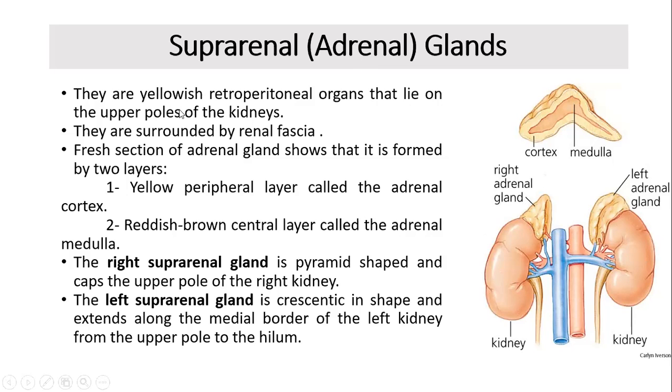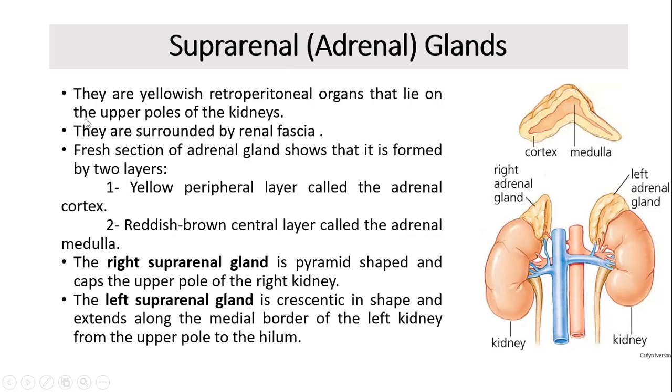So if you see the structure of this adrenal gland or the suprarenal gland, it will look yellowish in color. As you can see here, it is almost yellowish in color, and it is retroperitoneal because it is above the kidney. The kidney is retroperitoneal. So similarly, even the gland above that, the suprarenal gland or the adrenal gland, which is sitting above the kidney, is also retroperitoneal, just like the kidney. That lies on the upper pole of the kidney.